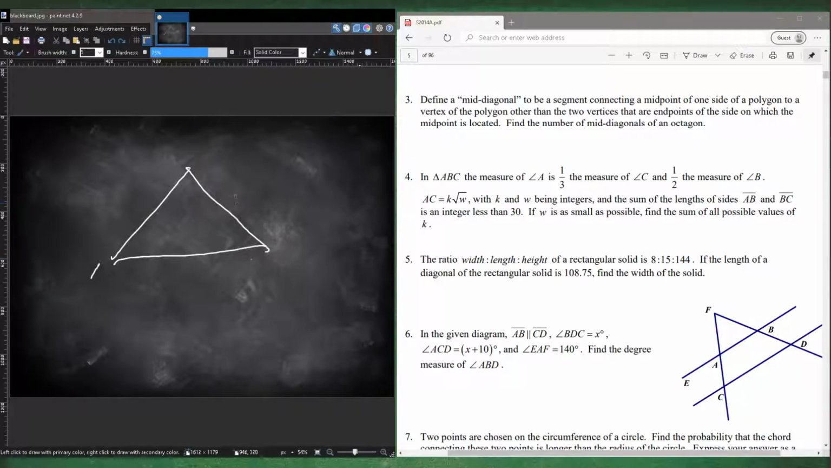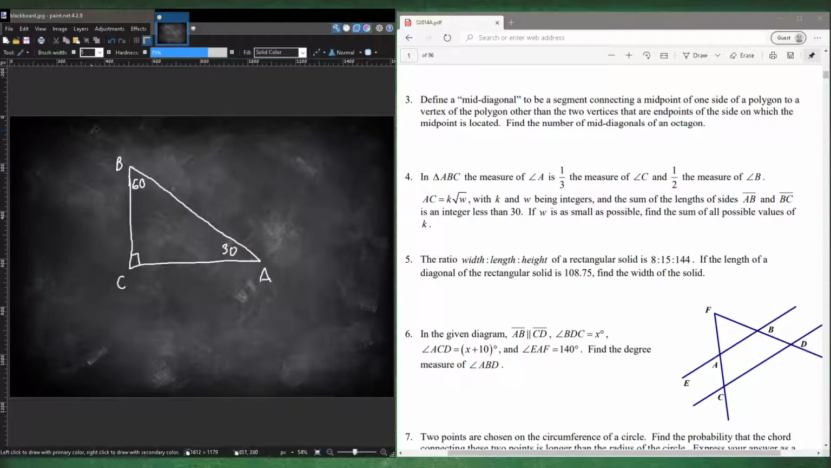So let's rewrite this. And this is our C. And our A is 1/3 of that, so that's our 30. And our B is going to be our 60. So if AC is k square root w, and we need to find the lengths of AB and BC, and the sum of those is less than 30. And if w is as small as possible, find the sum of all possible values of k.